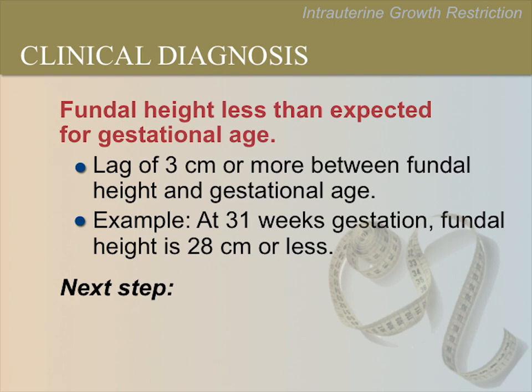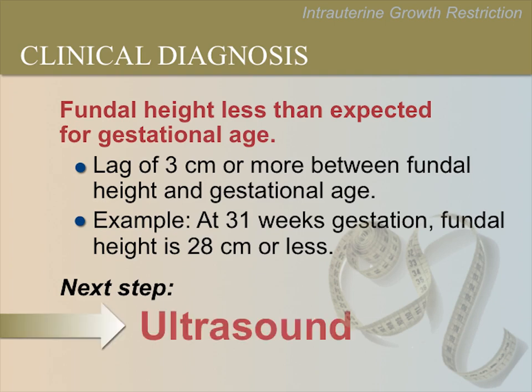IUGR might be present if the fundal height lags the gestational age by 3 centimeters or more. For example, if the gestational age established by an early ultrasound is 31 weeks, IUGR might be present if the fundal height is 28 centimeters or less. Remember that fundal height is accurate between 20 and 36 weeks and should not be used close to delivery when the fetus normally drops into the pelvis, which decreases fundal height. So what should you do for the patient at 31 weeks who has a fundal height of only 28 centimeters? The answer is ultrasound.